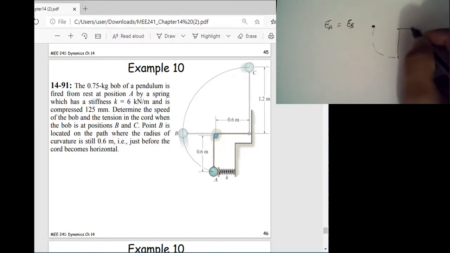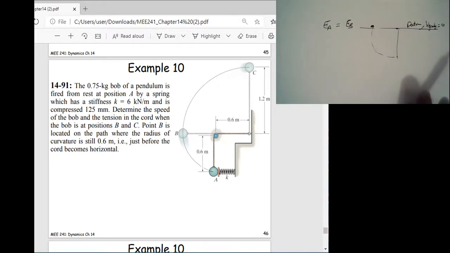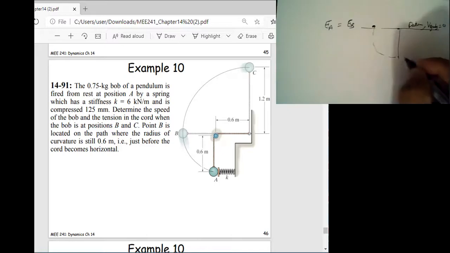Now I need to set up a datum. Let's say we set up the datum to be here, and we can say that the potential of gravity is equal to 0 here. This is another way that you could do that. So I know that the distance here is equal to 0.6. So the energy at A is equal to how much?